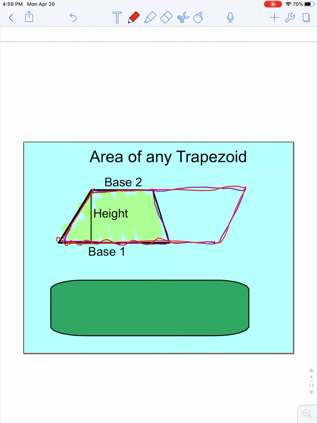If we take a look at this base right here, that is really this base 1, and this base 2 is what's right here. So that means that in order to get the entire base, we have to take base 1 plus base 2, that's the entire base, and multiply it by the height. But again, since we are only really dealing with half of it for the trapezoid, we have to take 1/2 of that calculation. So the area of a trapezoid is 1/2 base 1 plus base 2 times the height.